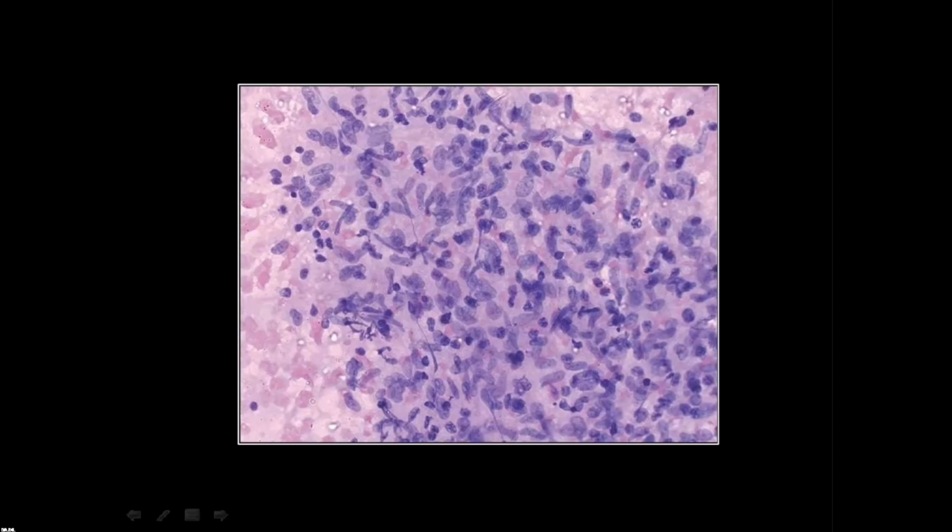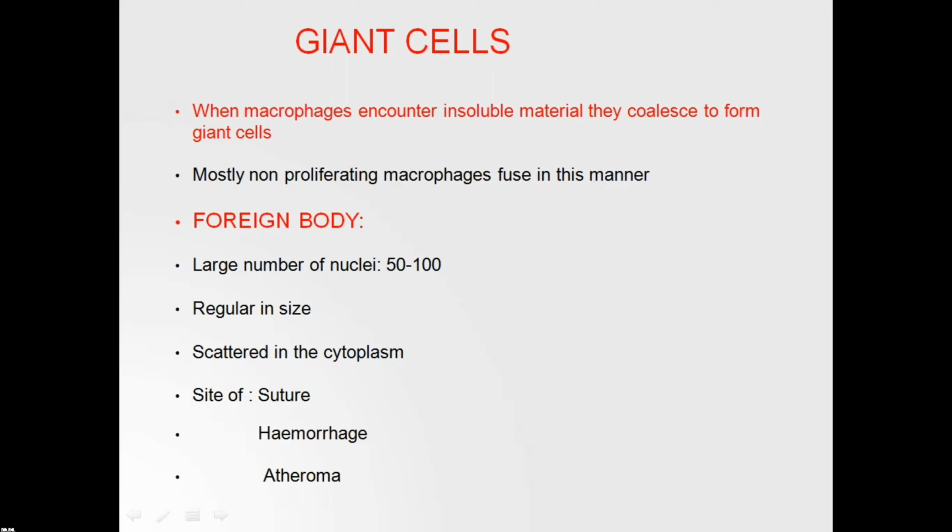So this is an epithelioid cell that you are seeing. Giant cell. What is a giant cell? When macrophages encounter insoluble material, they fuse to form giant cells. Mostly non-proliferating macrophages fuse in this manner. Foreign body giant cells have a large number of nuclei, around 50 to 100, regular in size, scattered in the cytoplasm, and they are found usually in sutures, hemorrhage or atheroma.